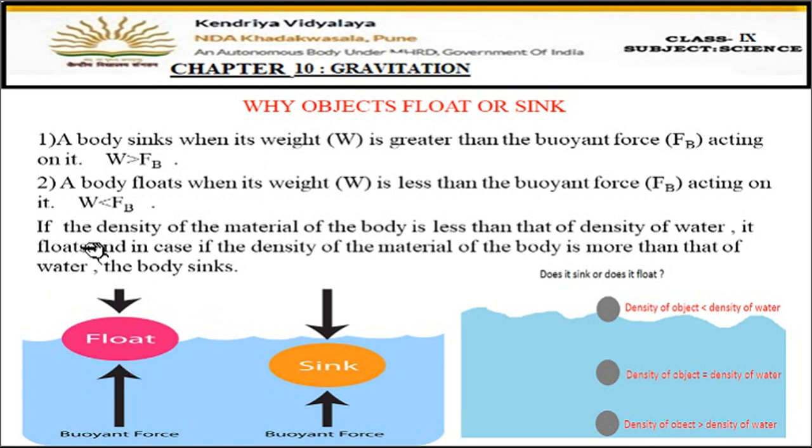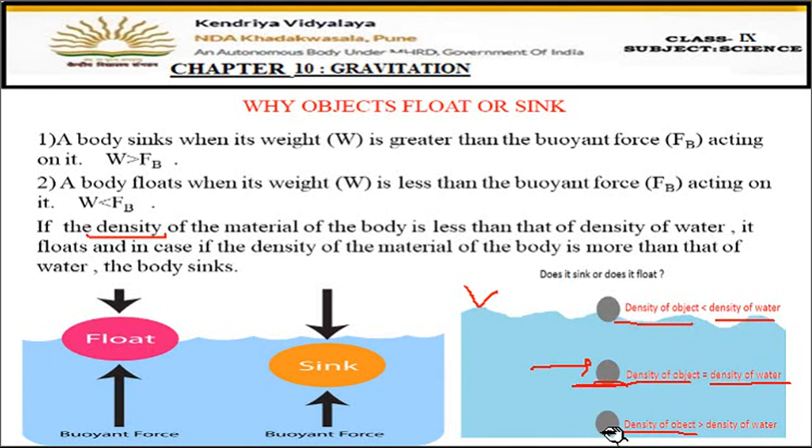Or in terms of density, if the density of the body is less than water, then it will float. Okay, if the density of the object is less than water, then what will happen? The object will float on the surface of the water. Here you can see in this diagram, the density of the object is less than the density of water. That means it is floating on top. If the density of the object and the density of the water are equal, then the object will get submerged in between the water. It will not sink, it will not float. It will just be present in the center of the water like this. And if the density of the object is more than water, then it will sink at the bottom.